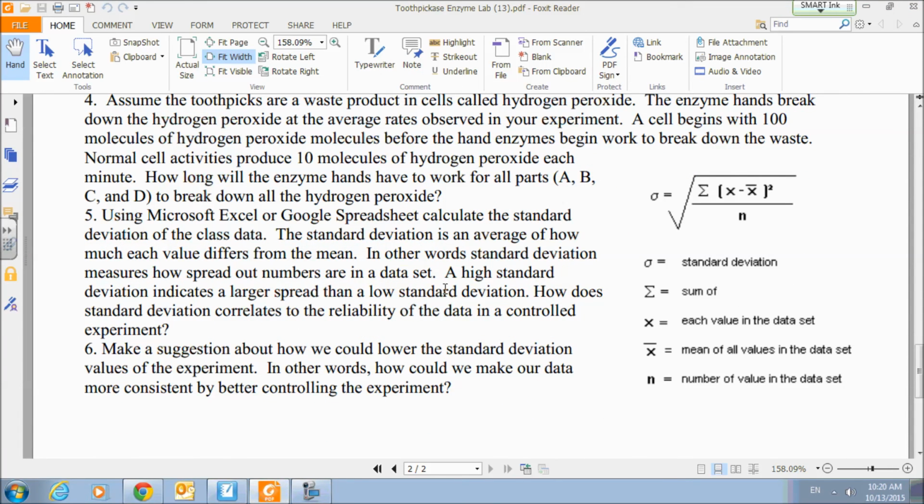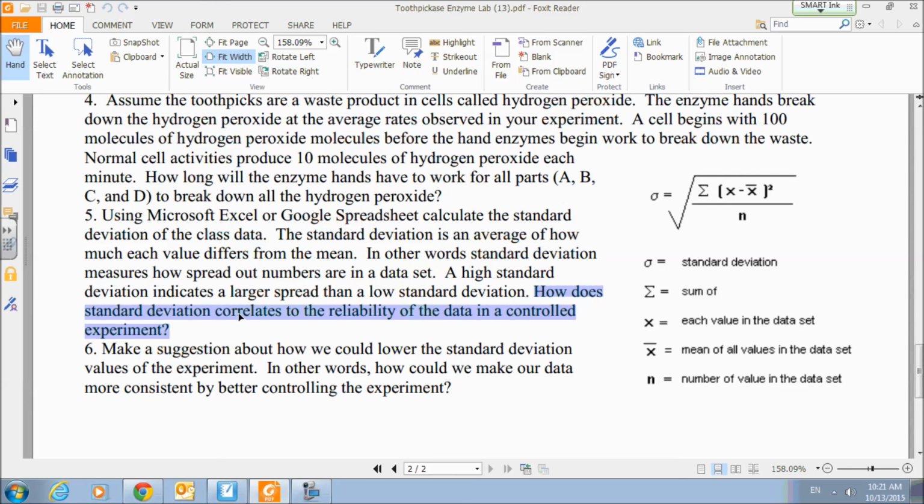Five. How does the standard deviation correlate to the reliability of your data or the consistency of your data? So if you have a high standard deviation, does that mean your data is consistent or inconsistent? Inconsistent, right. A standard deviation measures how far away each number varies from your average. So it's like the average away from the average. So if you have a high standard deviation, that means your numbers are more spread out.